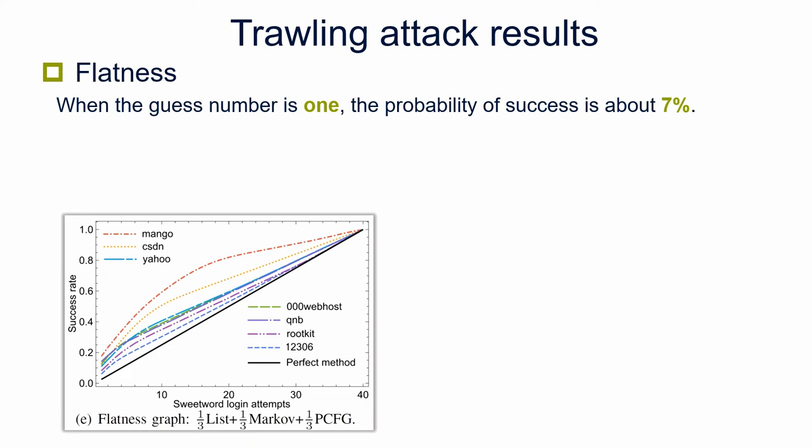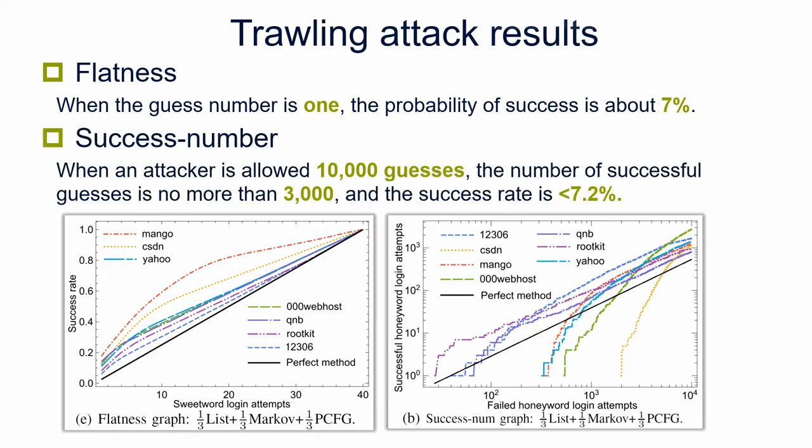In Turing attack scenarios, where the guess number is 1, the probability of success is about 7%. When the attacker is allowed 10,000 guesses, the number of successful guesses is no more than 3,000, and the success rate is less than 7.2%.